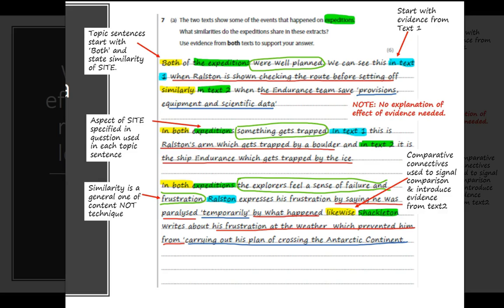The key things with this are that there is no explanation of the effect of the evidence provided. You're not writing PED paragraphs, this is testing skimming, scanning and information retrieval. It's not testing reading for meaning, it's not testing inferential thinking, so you don't need to explain the effect of any of the evidence that you provide. Things to note about this are that the paragraphs are not linked to one another in any way.